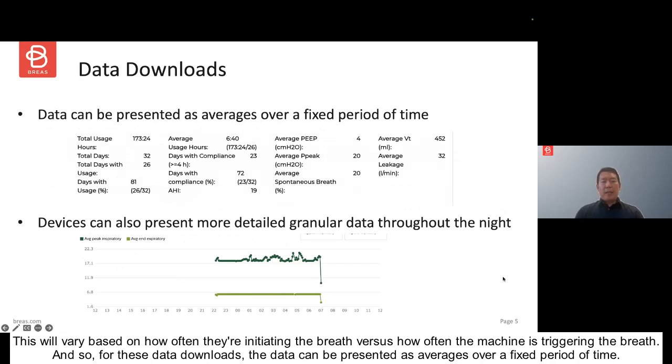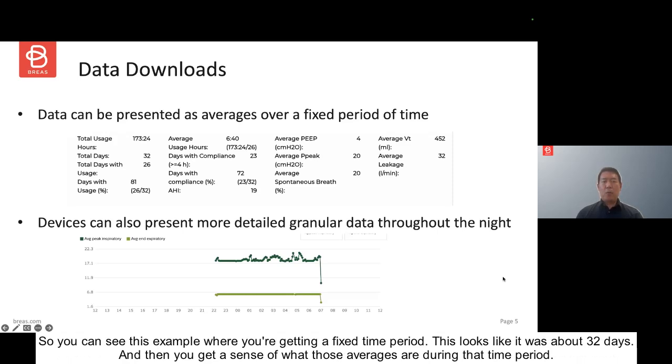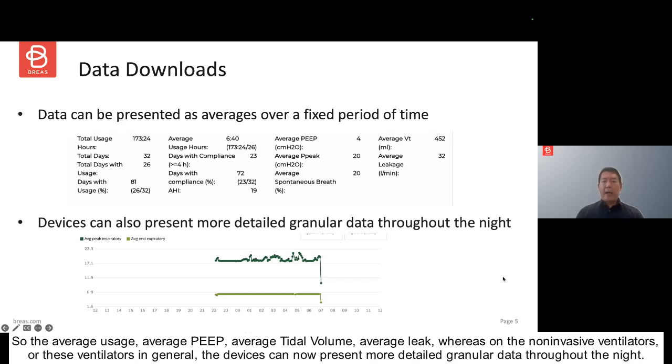For these data downloads, the data can be presented as averages over a fixed period of time. You can see in this example a fixed time period, which looks like it was about 32 days. And then you get a sense of what those averages are during that time period: the average usage, average PEEP, average tidal volume, average leak.